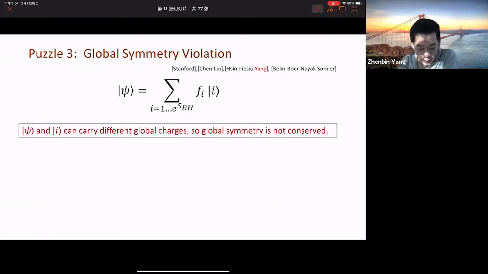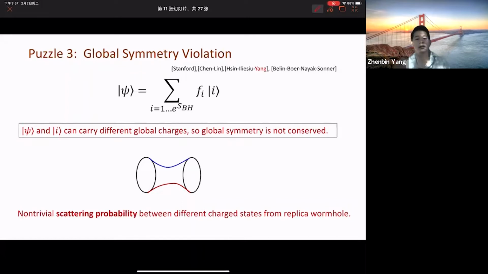Moreover, I will also tell you that the replica wormhole will predict a more direct, observational consequence of violation of global symmetry. That is, it will give rise to a non-trivial scattering probability between different charge states. Why is that? Well, in the usual QFT course, we focus on the scattering amplitude because the scattering probability is just the square of it.